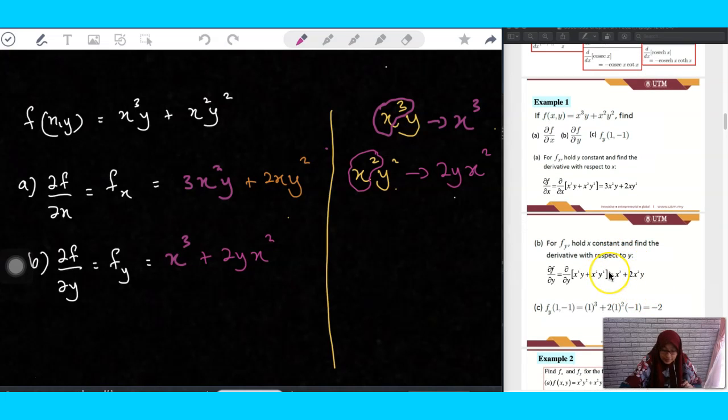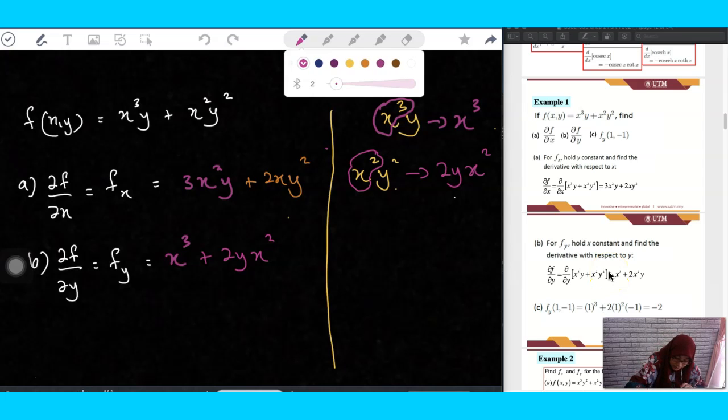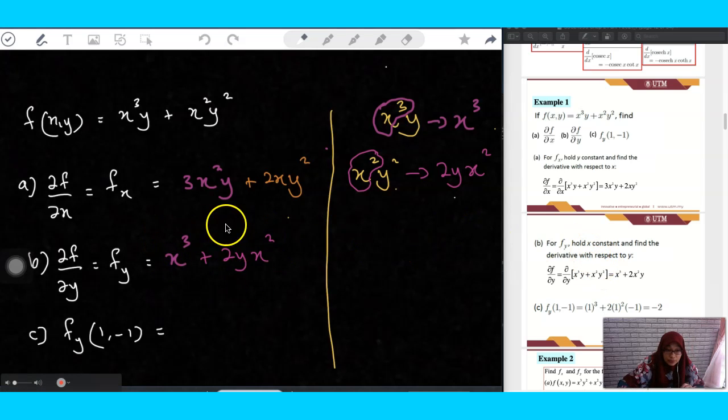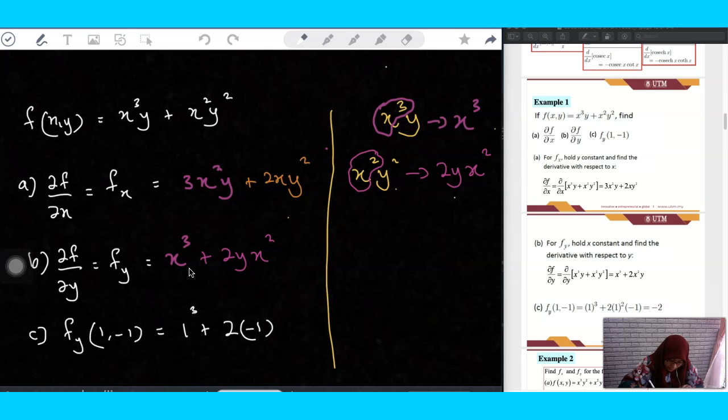So the third one, C. You have to substitute a value there, meaning that you have to use the result of Fy, when x is 1 and y is minus 1. So where is your Fy? Fy is this one. And then you plug in x is 1, so 1 cubed plus 2 times minus 1 squared. And this will give you 1 minus 2.